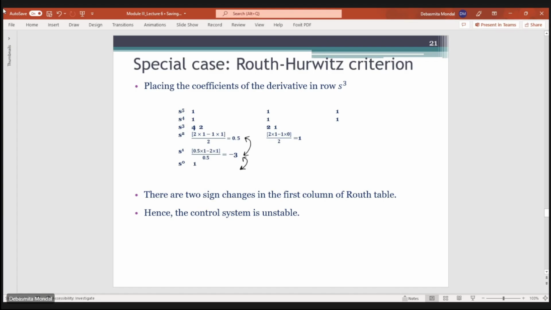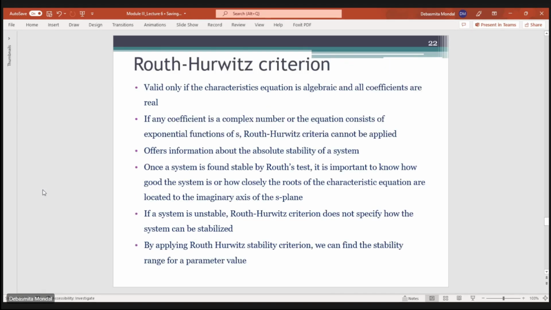Similarly, depending on how many sign changes are present in the system, accordingly you can find out what will be the number of poles or the number of roots which are lying on the right half of the S-plane.